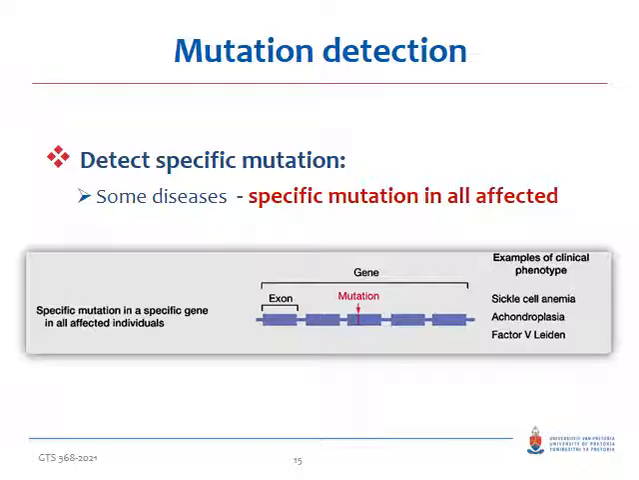In certain conditions, most of the individuals have a specific mutation in a specific gene. Examples are sickle cell anemia, achondroplasia, or the factor V Leiden mutation, which causes an increased risk for thrombosis. In such a case, you only need to look for that specific mutation.